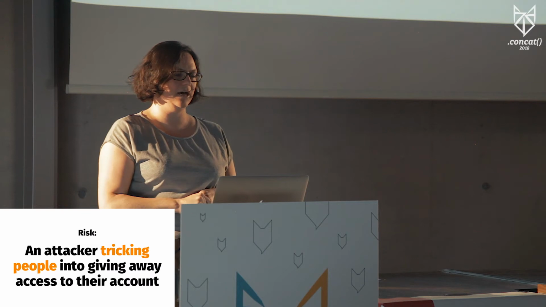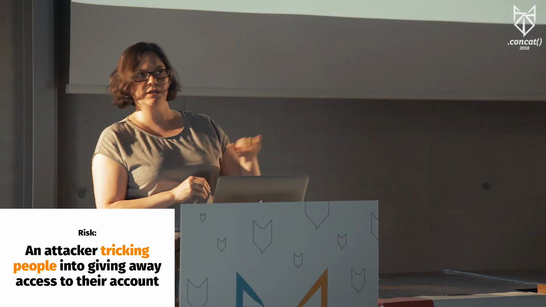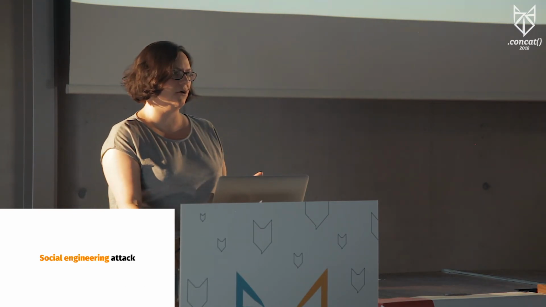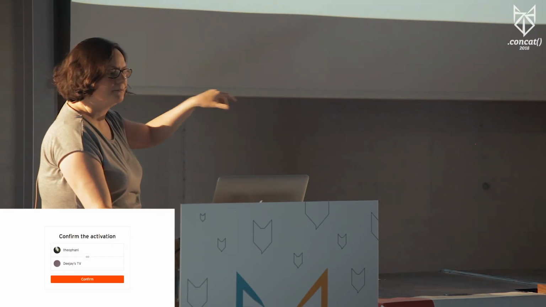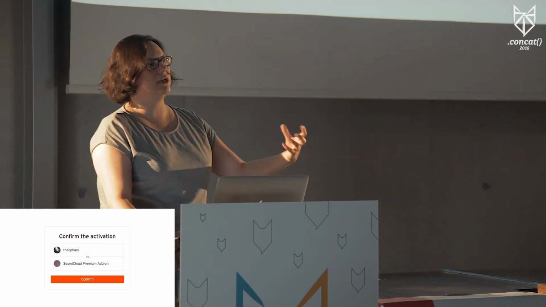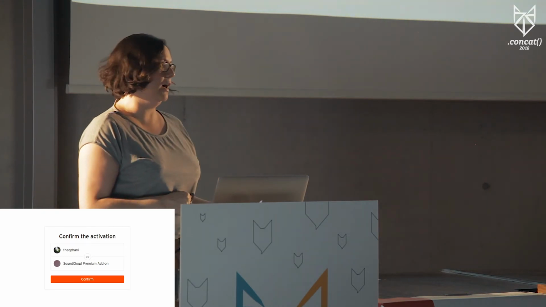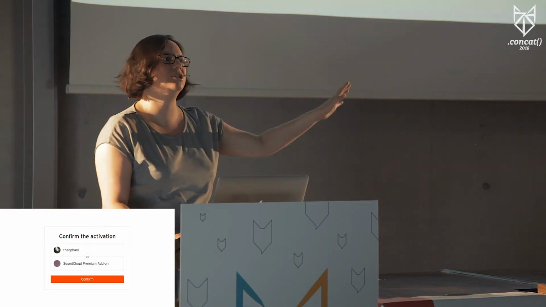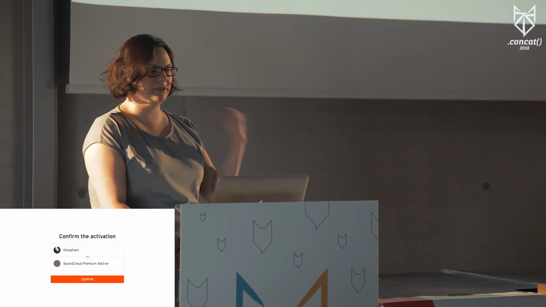Another risk is people tricking you into giving away access to your account. I don't have a lot of time to fully explain this, but this is basically a social engineering attack where they take advantage of the fact that DJ's TV is a string, and if you replace it with something like SoundCloud Premium add-on, it looks like you could send this link to someone and say, confirm that you want to have a SoundCloud Premium add-on. And then the person's like, I do want that. And they've just given away access to their account. And this can be a personal attack or a random attack.